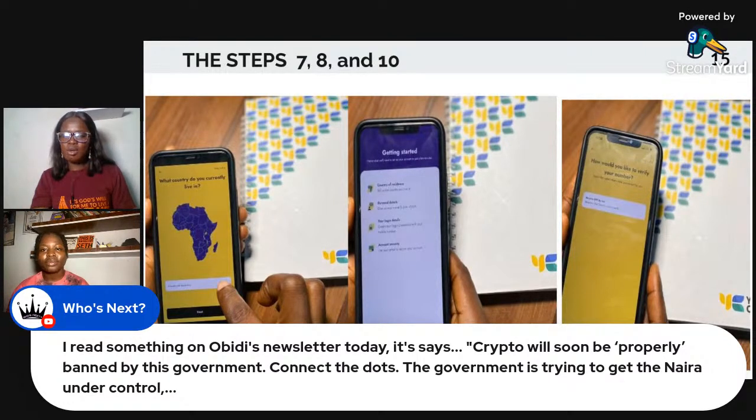So he said he read something on John Odidi's newsletter today, and it says crypto will soon be properly banned by this government. So you should connect the dots. The government is trying to get the naira under control. So he's asking you, what does this mean? Crypto will soon be properly banned by the government. How does this affect us that are learning cryptocurrency?